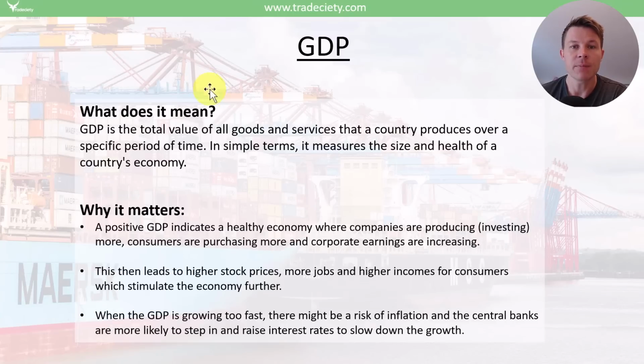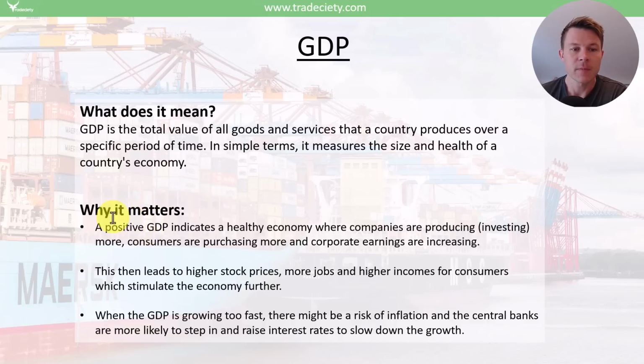Next is GDP, which stands for Gross Domestic Product. What does it mean? The GDP is the total value of all the goods and the services that a country produces over a specific period of time. And in simple terms, it means it measures the size and the health of the economy.